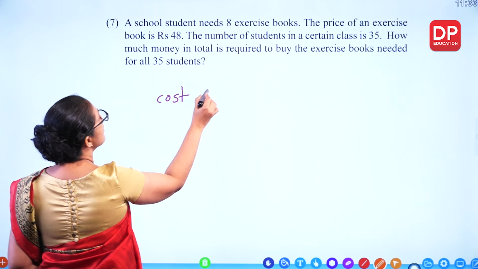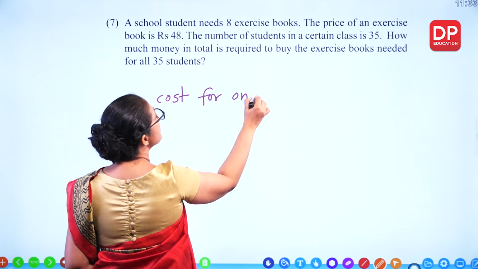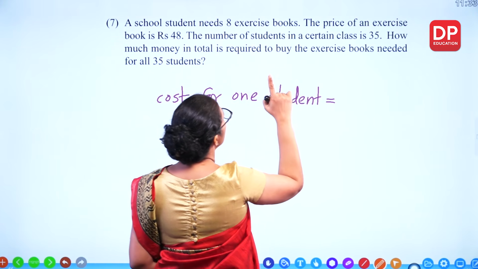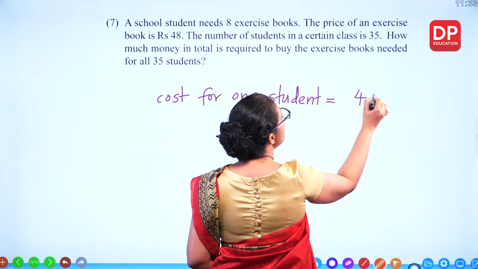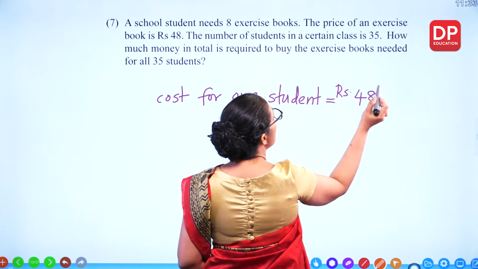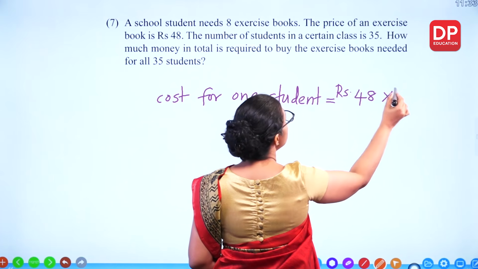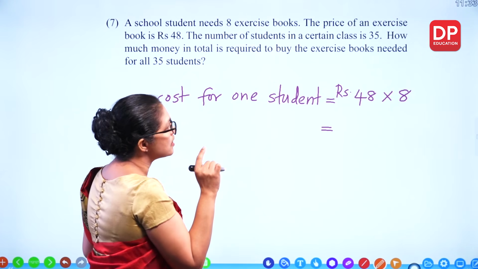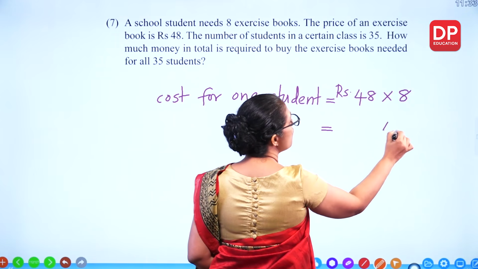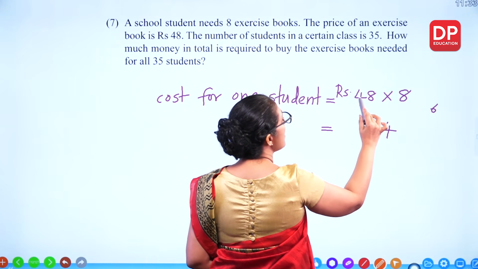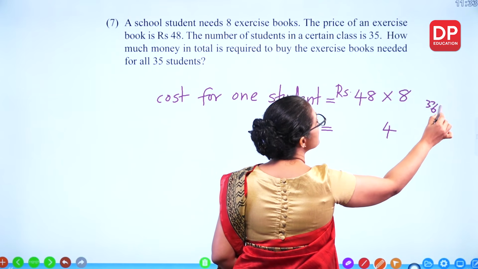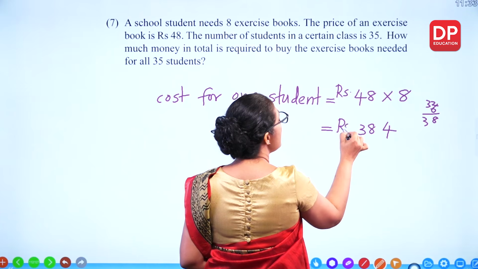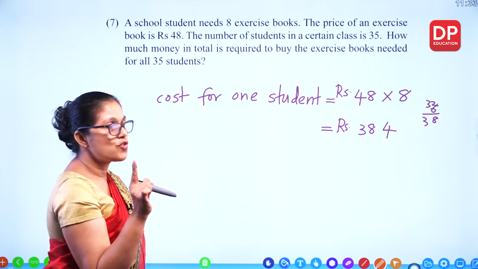So what's the cost for one student? One book is 48 rupees and one student needs 8 exercise books. So this is cost for one student. 8 times 8, 64. 6 remaining. 8 times 4, 32 plus 6, you get 38. So 384 rupees for one student.